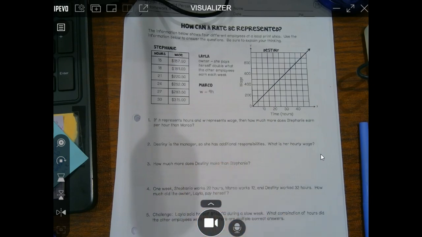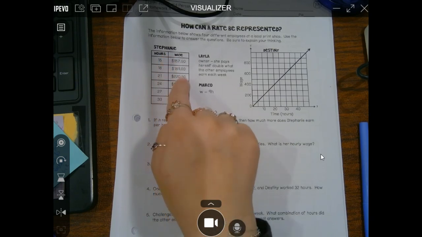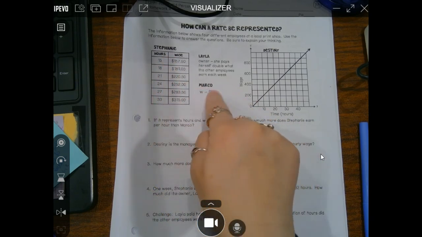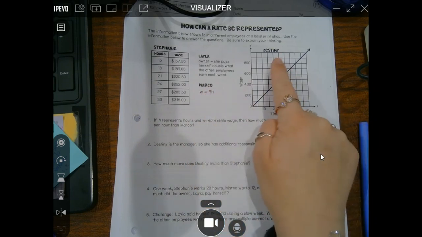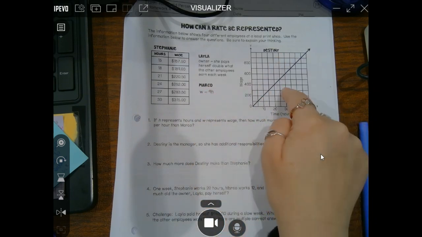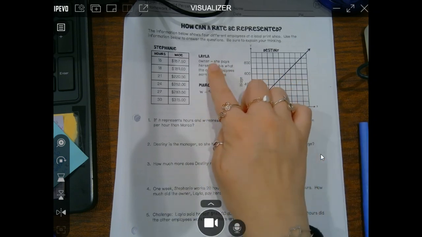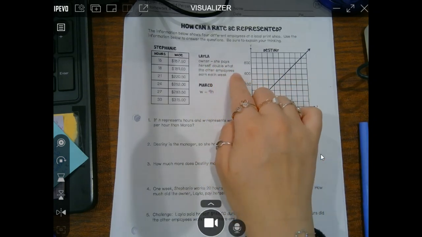So, first off, pay attention that you find out Stephanie's rate or equation by looking at the table. You find out the rate for Marco by looking at the equation, and Destiny's rate by looking at the graph. And then when you compare those, that's how you figure out Layla, because she pays herself double what all the other employees earn per week.